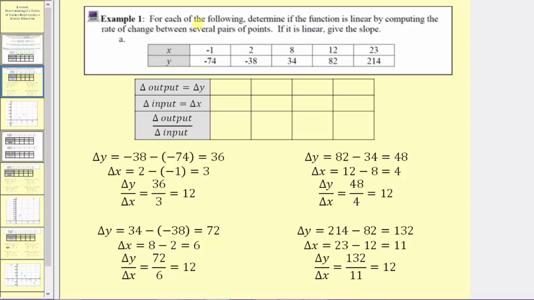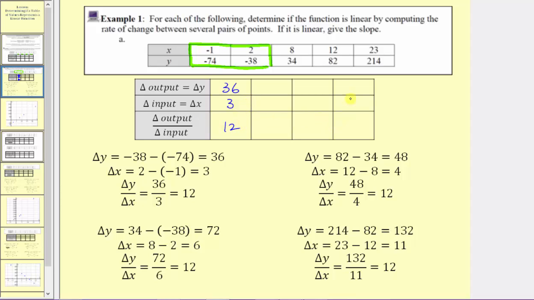So we'll first focus on these 2 points given by these 2 ordered pairs. So let's first determine the change of y, which is given here. The change of y is going to be negative 38 minus negative 74, which equals 36. The change of x is going to be 2 minus negative 1, which equals positive 3. And therefore, the rate of change between these first 2 points is equal to the change of y divided by the change of x, which is 36 divided by 3, which equals 12.